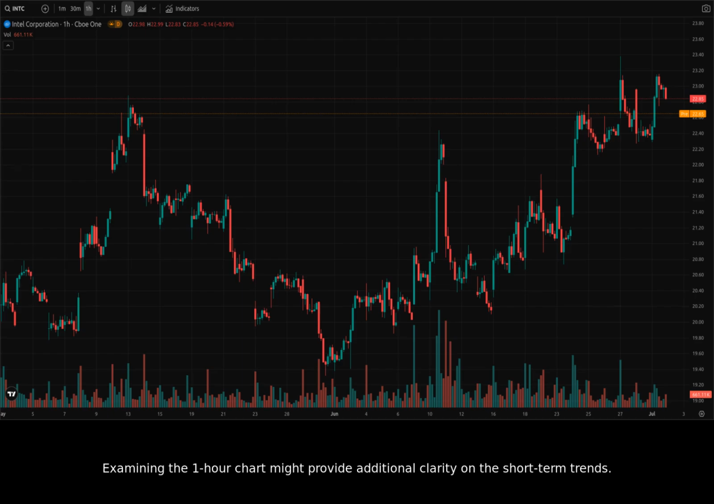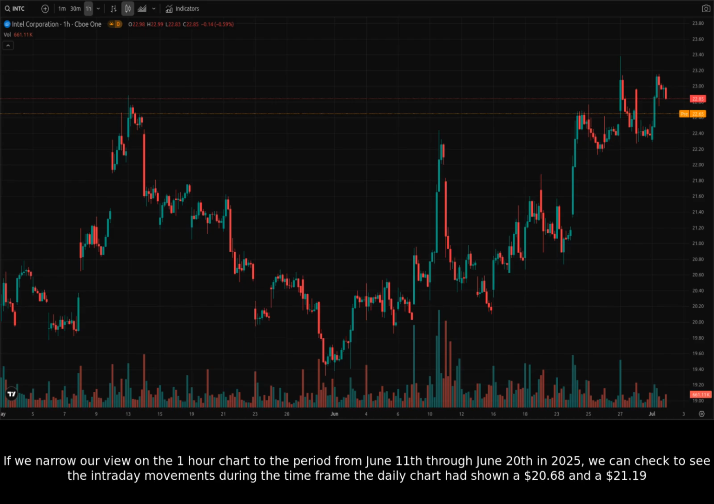Examining the 1-hour chart might provide additional clarity on the short-term trends. Let's switch to the 1-hour chart to check on that. If we narrow our view on the 1-hour chart to the period from June 11th through June 20th in 2025, we can check the intraday movements during the time frame.